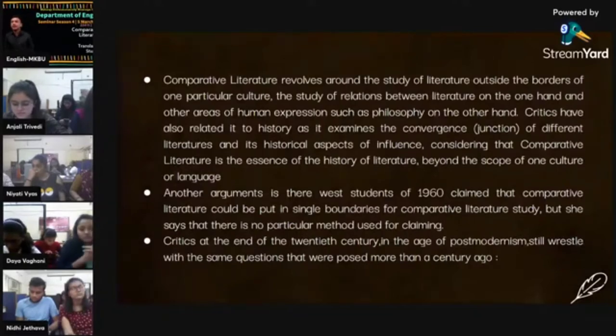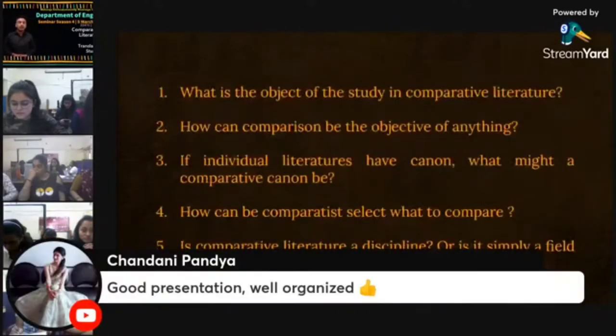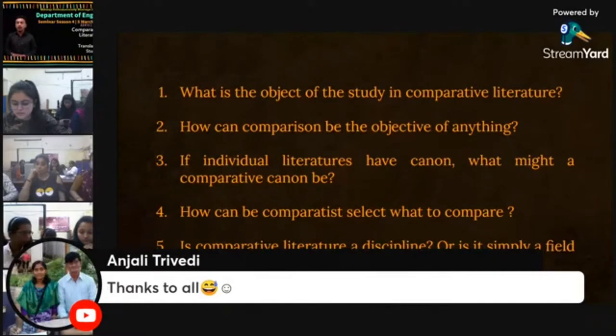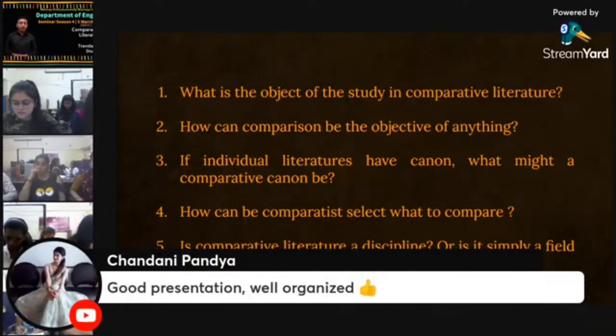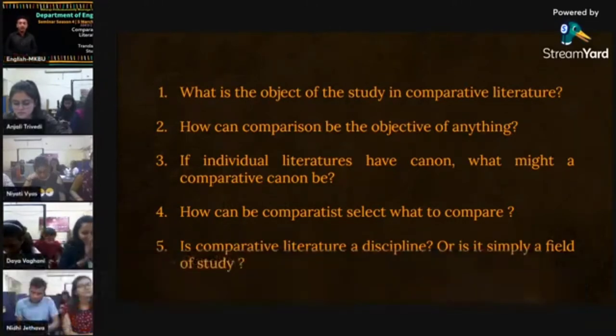Here are some questions asked by critics. What is the object of study in comparative literature? How can comparison be the objective of anything? If individual literatures have a canon, what might a comparative canon be? Fourth, how can we compare and select what to compare? And fifth, is comparative literature a discipline or is it simply a field of study?